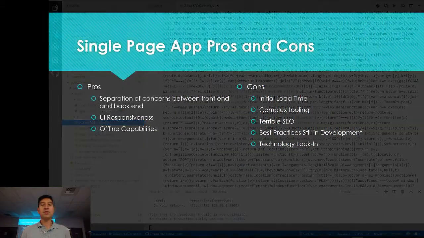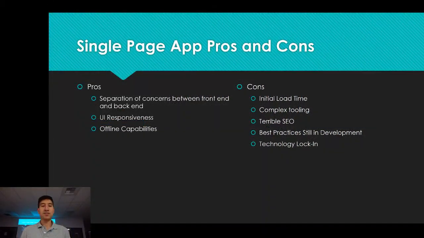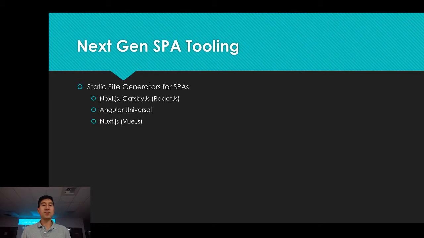Okay, so the next thing I wanted to talk about was next generation technologies, and that's what you mentioned about multi-page apps. There are these things called static site generators for single page applications. A static site generator is a technology that will grab a single page application, and it's smart enough to navigate through the different pages, and then it ends up generating different HTML pages based off that single page application.